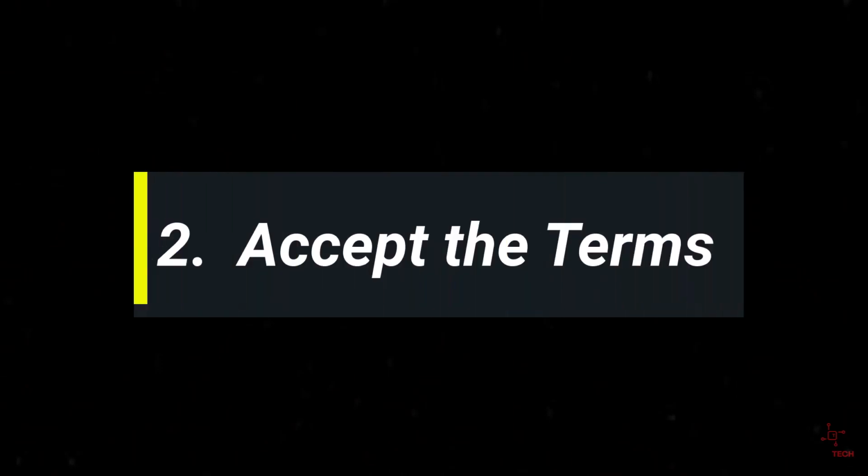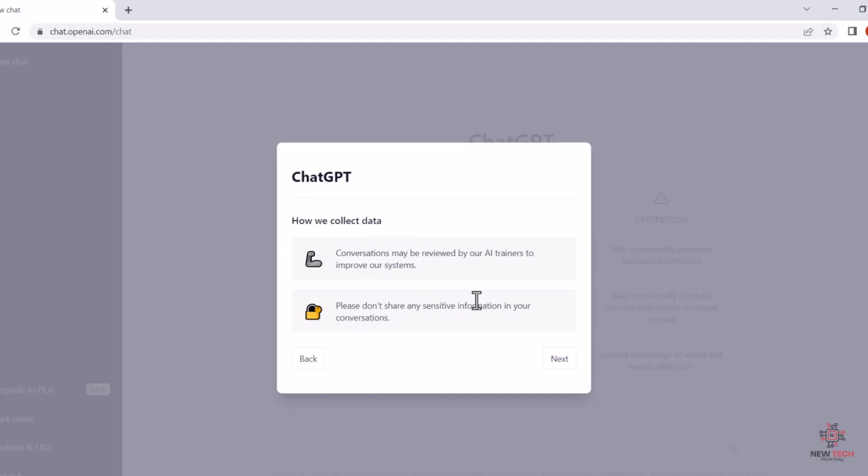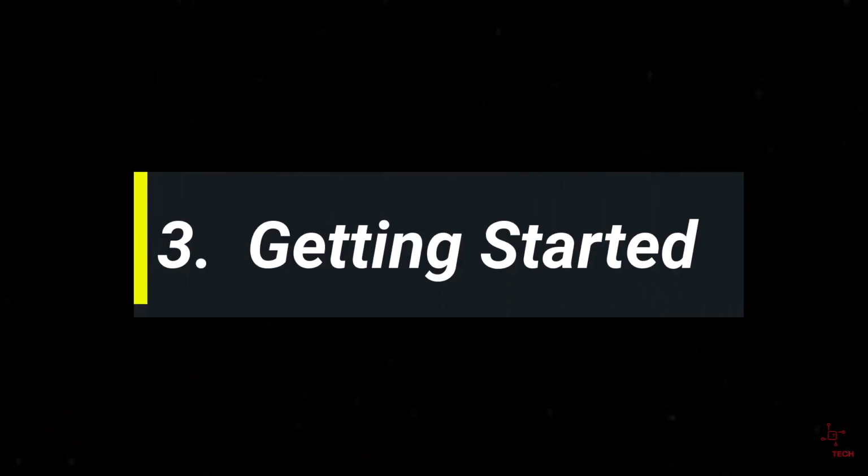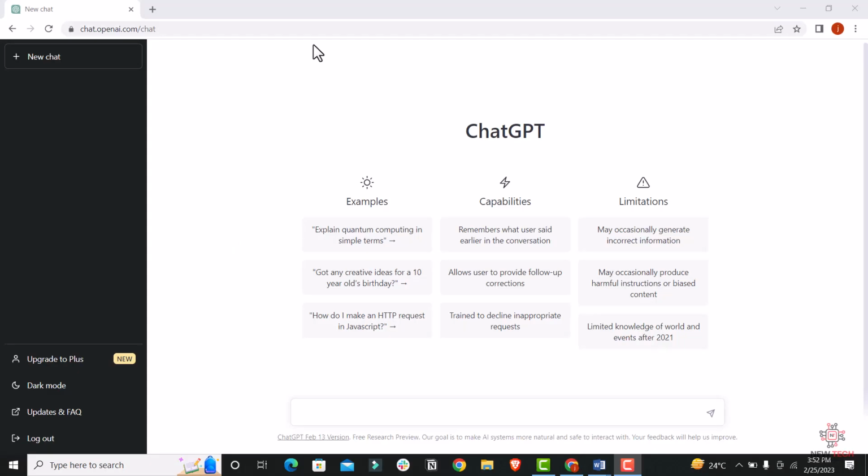The second step is to accept the terms. Once you have logged into your OpenAI account, read through the terms and disclosure from ChatGPT and click on next. The third and last step is jumping right in and getting started. Now you can access ChatGPT.